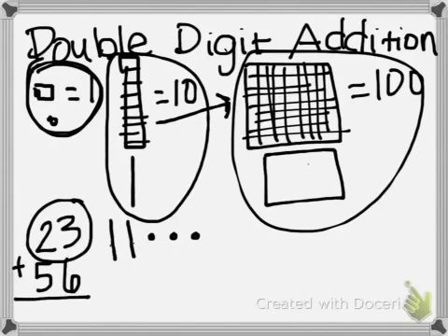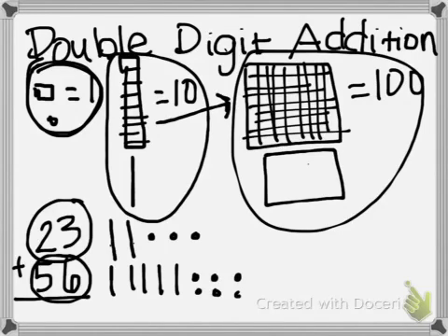Now I'll represent the bottom addend of 56. I have 10, 20, 30, 40, 50, 51, 52, 53, 54, 55, 56. So now I've represented the top addend of 23 and the bottom addend of 56. The next step is to put the ones together.